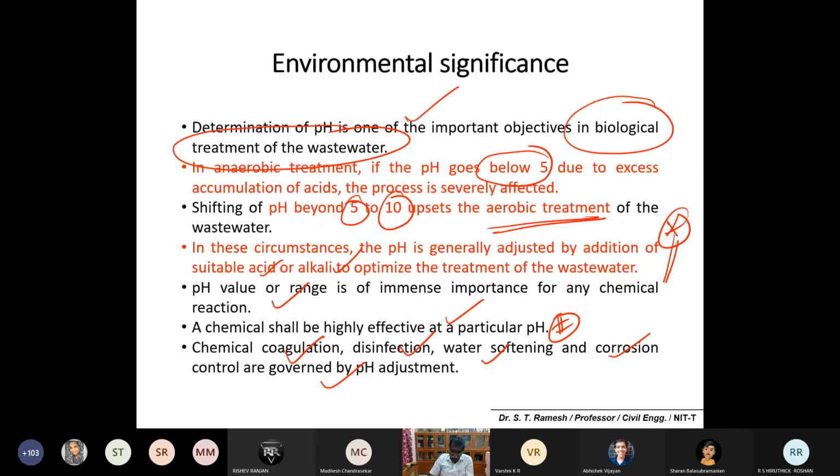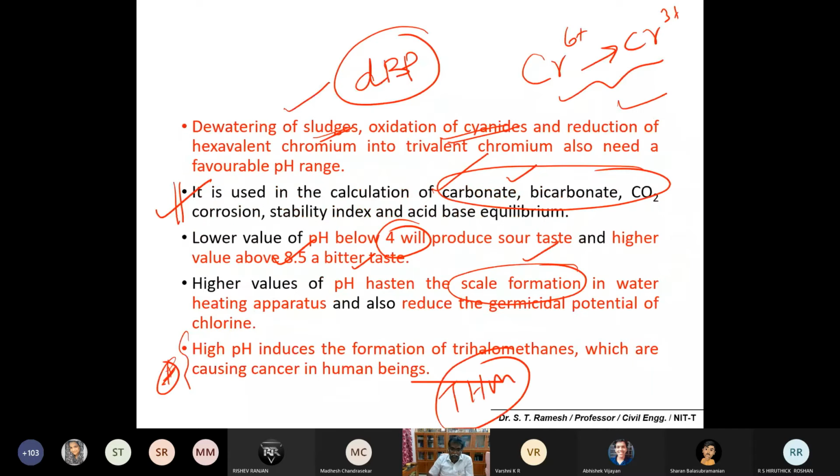The processes like coagulation, disinfection, water softening, and corrosion control are completely governed by pH adjustment. And the oxidation of cyanides in industrial wastewater treatment, and the reduction of chromium 6 into chromium 3, also need to have a favorable pH range. Any carbonic acid system like carbonate, bicarbonate, and carbon dioxide system is greatly influenced by the pH of the particular solution.